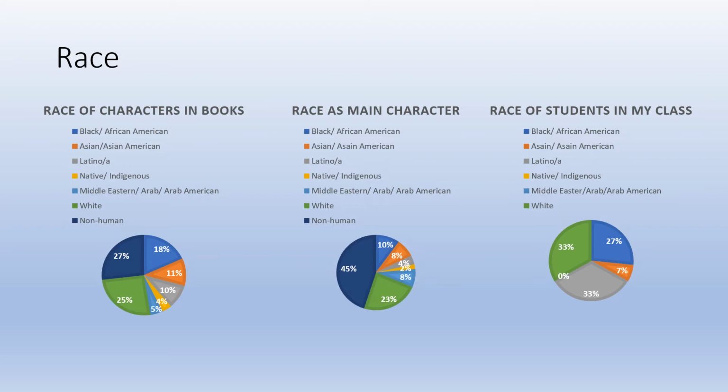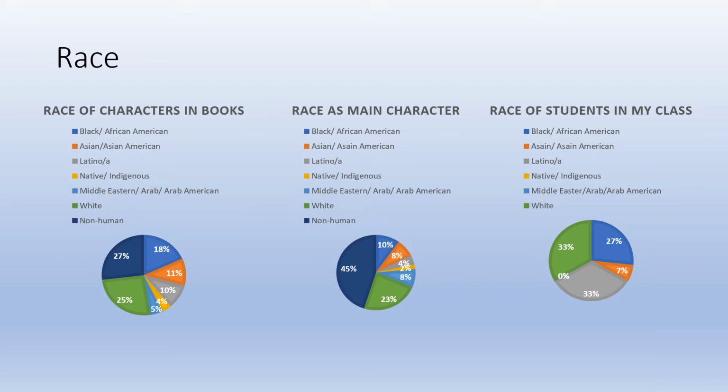If you look at the middle chart, pie graph, as the main character, 45% of the books had main characters who were non-human, which is almost 50% of the books that I've read. 23% are white, 10% are black or African American, 8% are Asian or Asian American, another 8% are Middle Eastern, Arab or Arab American, 4% Latino, Latina, and 2% are Native or Indigenous.